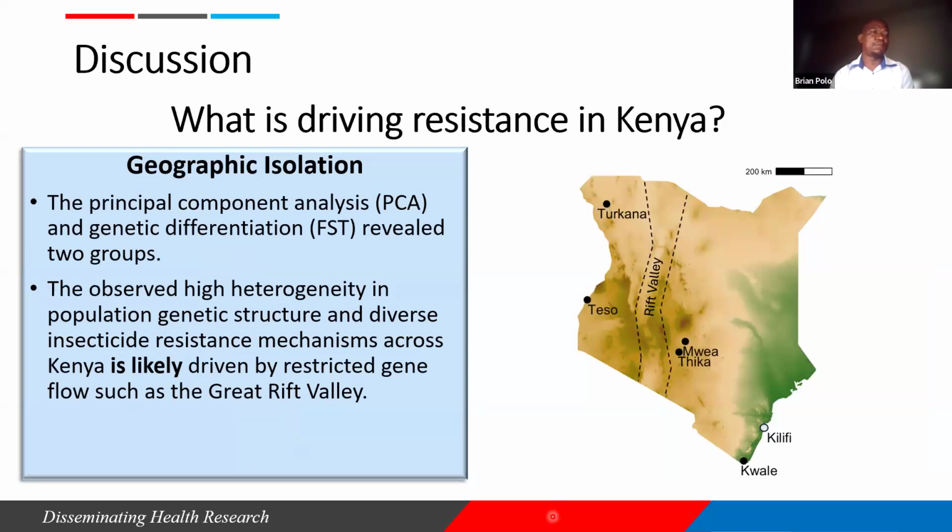As had been mentioned earlier, the PCA and FST did reveal two groupings, and as we can see, the map of Kenya indicates a proximal position of the Great Rift Valley. The PCA indicated that samples from west of the Great Rift Valley, that is Teso and Turkana, were separated from samples from the east of the Great Rift Valley, that is Mwea and Thika. The observed high heterogeneity in population genetic structure and diverse insecticide resistance mechanisms across the country is likely a driver of restricted gene flow, and that is possibly due to the presence of the Great Rift Valley.